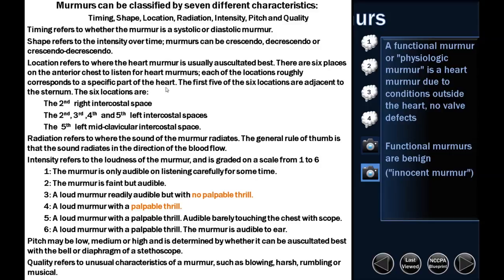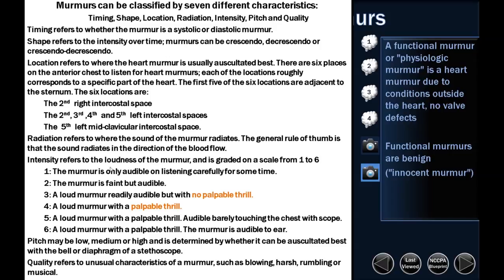Now with murmurs, they can be classified in several different ways. If you're taking the PANCE, it's likely they're going to ask you, if you know these 7 characteristics, they'll give you several of them and ask you which one's missing. Timing, shape, location, radiation, intensity, pitch, and quality. These are what they're going to talk about. The important thing is also where the locations are, where you're going to listen to different spots of the heart.